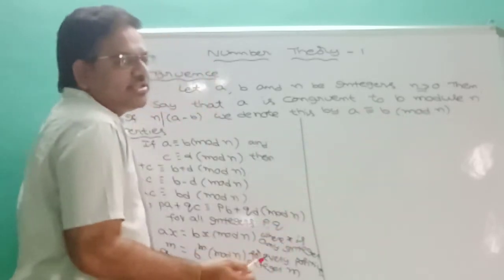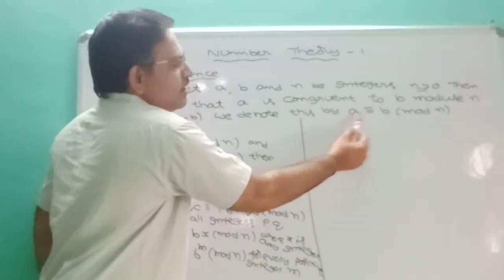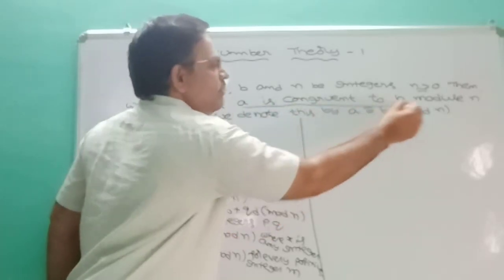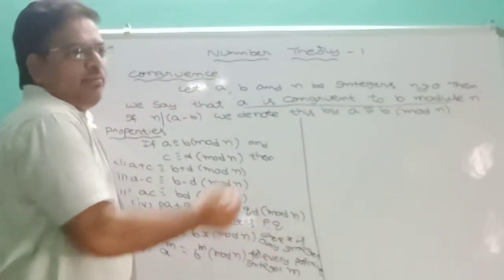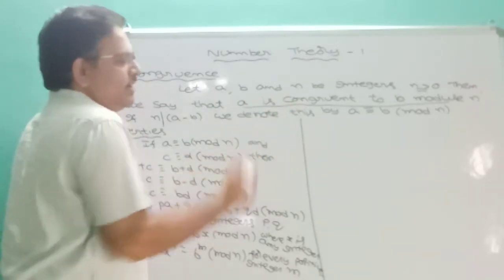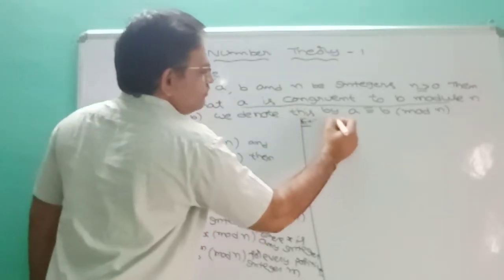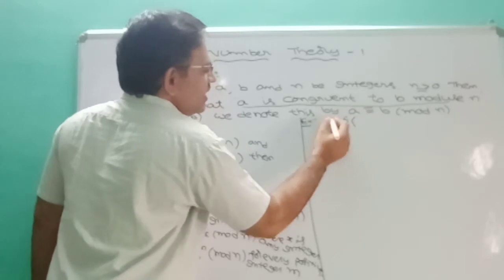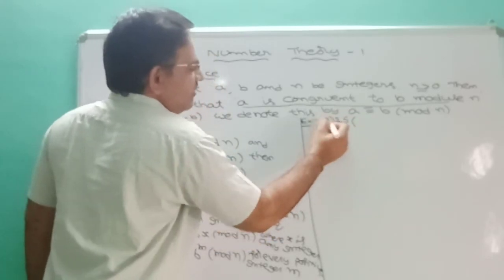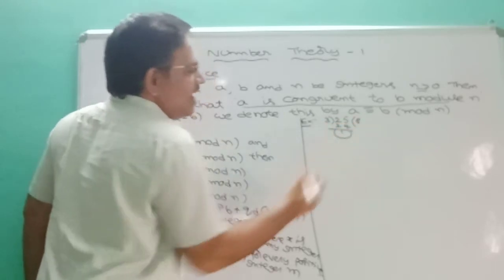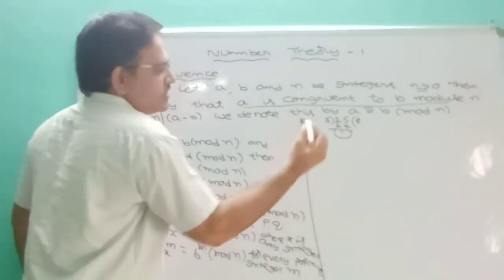What is the pronunciation? It means a is congruent to b modulo n. What is the meaning of this? Here I will explain one example. If you divide 25 by 3, 3 eights are 24, and the remainder value is 1. Actually this is the process.